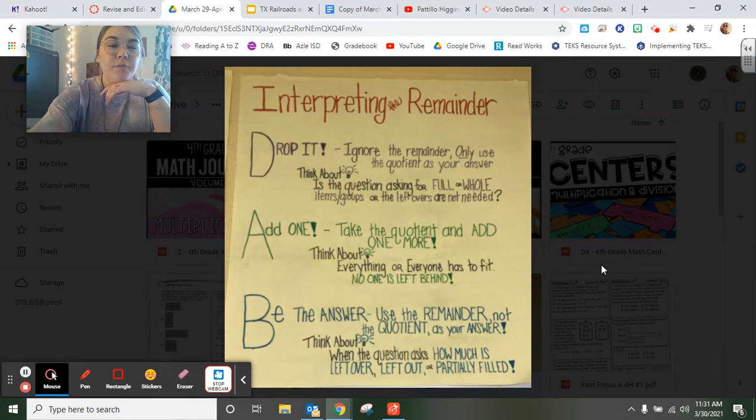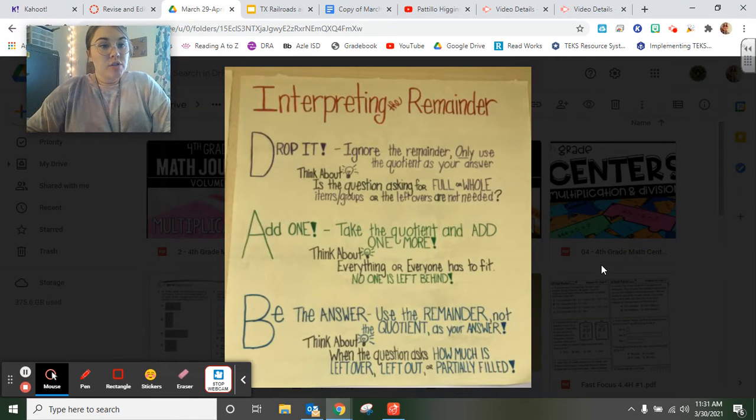Lovelies, it's time for math today, and we are going to start working with a little bit different kind of word problem. So we've done addition and subtraction. We have done addition and subtraction multi-step. We've done multiplication and division. We've done multiplication and division multi-step, and now we're going to work on interpreting the remainder.